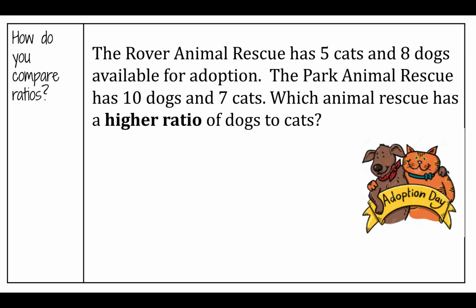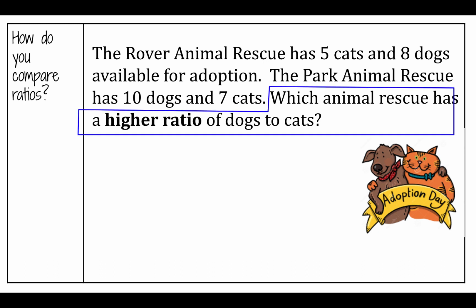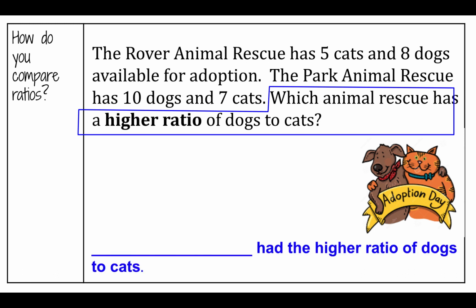Let's move on to the next section in our notes, and we're going to remind ourselves how do you compare ratios? The Rover Animal Rescue has 5 cats and 8 dogs available for adoption. The Park Animal Rescue has 10 dogs and 7 cats. Which animal rescue has a higher ratio of dogs to cats? What are we being asked to find? Which animal rescue has a higher ratio of dogs to cats? Box that in. Let's answer that. Blank had a higher ratio of dogs to cats.